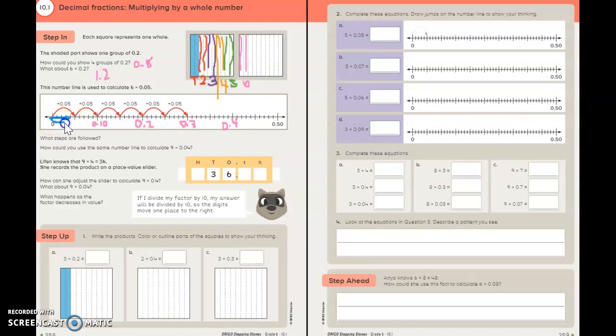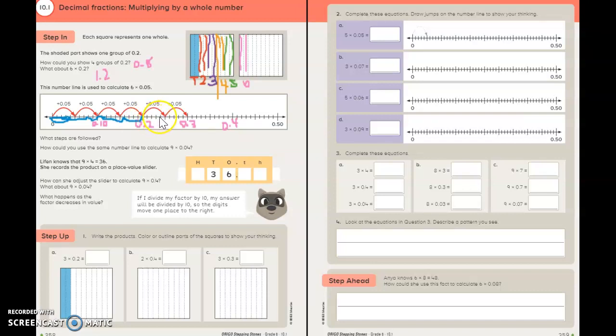I'll try again. 1, 2, 3, 4. There. Now I need to jump 4 again. 1, 2, 3, 4. Here's my second jump. 1, 2, 3, 4. Here's my third jump. 1, 2, 3, 4. Here's my fourth jump. 1, 2, 3, 4. Here's my fifth.